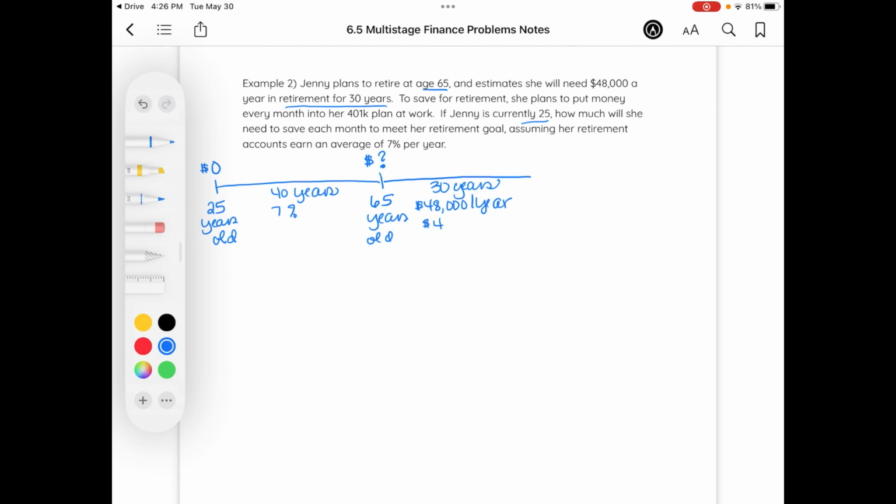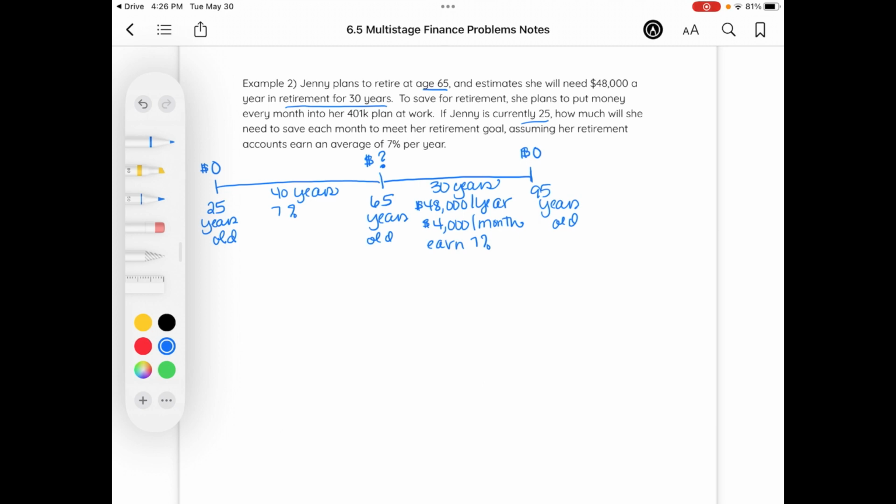which would then be $4,000 per month. And she's still going to earn 7% on her money that's left as she's withdrawing over those 30 years. She'll then be 95 years old, and she will have depleted her money.